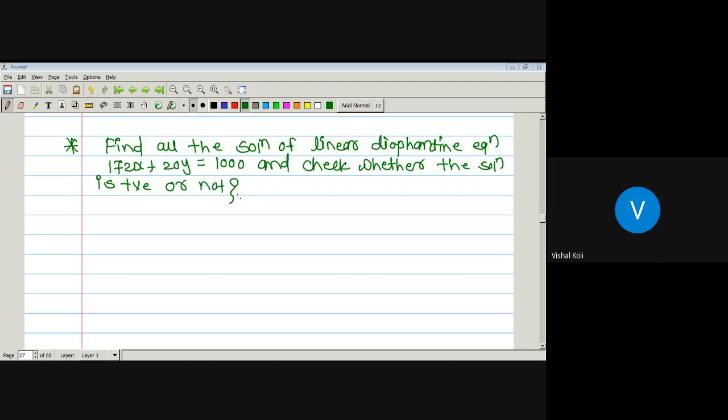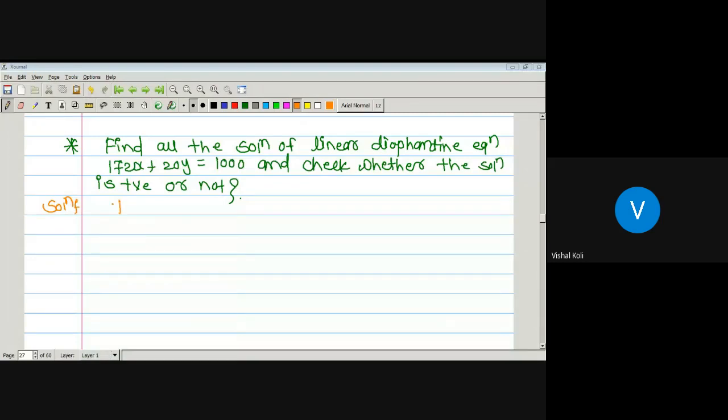Okay, so here we have given one linear Diophantine equation, 172x plus 20y. As here we have to find all the solutions, it means the solution must exist. Okay, and check whether the solution is positive or not. First we have to find out the solution, and then check whether the corresponding solution is positive or not, which depends on the values of t actually. Okay, so see its solution.